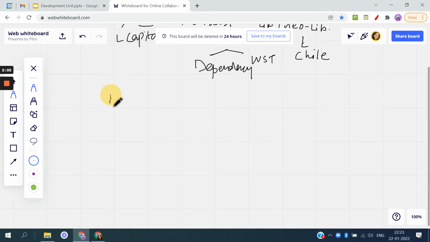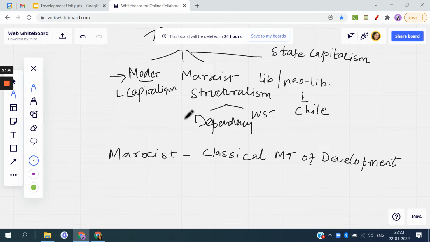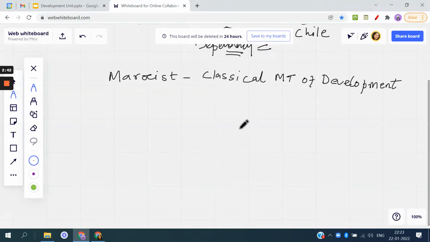Okay, so now when we say Marxist theory, we are referring to the classical Marxist theory of development. Okay, fair enough. So this is what we are going to cover under the Marxist theory. First is classical Marxist theory of development, and as I said above, the second one would be the dependency theory, and then you will have world system theory. Now let's get started first with the Marxist theory which is applicable at the world level, at the international level, and which talks about development.